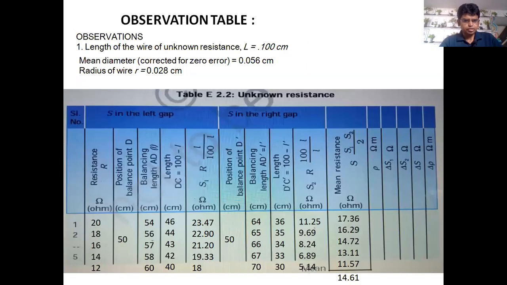Now the table. First we need some observations. First, the length of the wire of unknown resistance. Suppose we know it is 100 centimeter. Then the mean diameter of the wire, which we find with the help of a screw gauge. In the 11th science we saw the screw gauge. Suppose we found the value 0.056 centimeter. So the radius of the wire is 0.028 centimeter. Now the table for this practical.